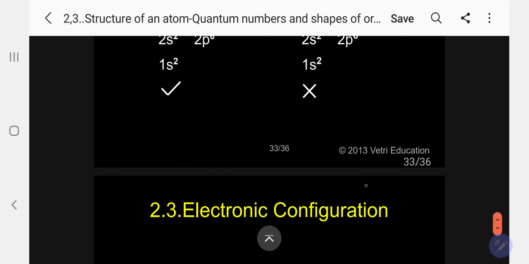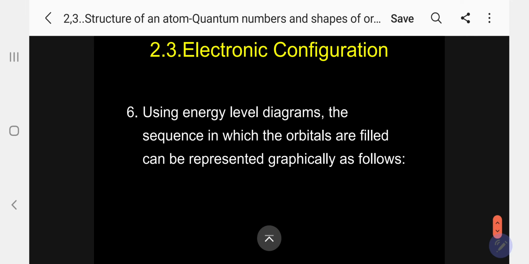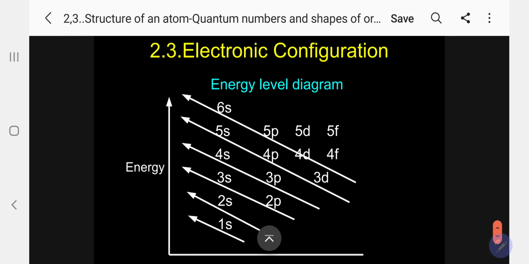Here, the last rule, 6. Using energy level diagrams, the sequence in which orbitals are filled can be represented graphically as follows. How to fill these up? We have to follow the rules here. Kindly follow. You have to draw a line like this.